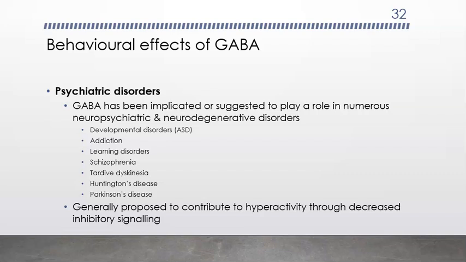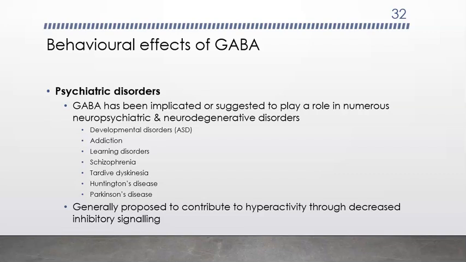So generally, GABA is proposed to contribute to hyperactivity through decreased inhibitory signaling as well. So ADHD and such would be implicated with GABA. Perhaps patients with ADD, ADHD, other hyperactivity disorders, or inattention disorders just lack this inhibitory control. They weren't able to develop that EI balance that is needed for what we call normal function.